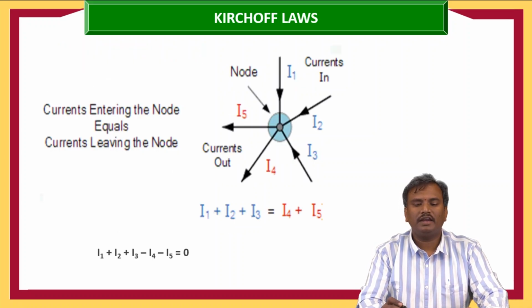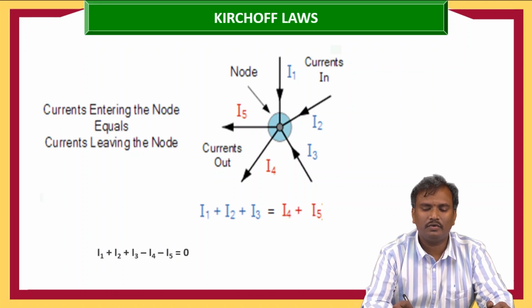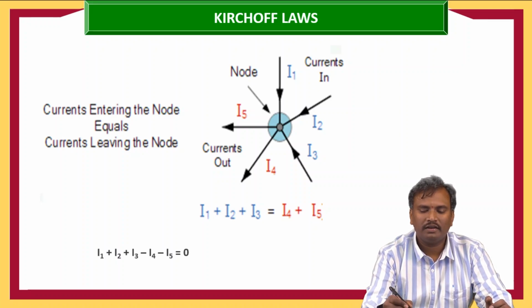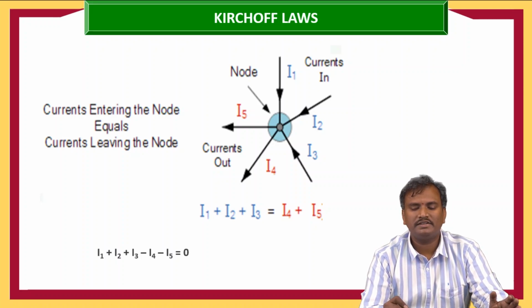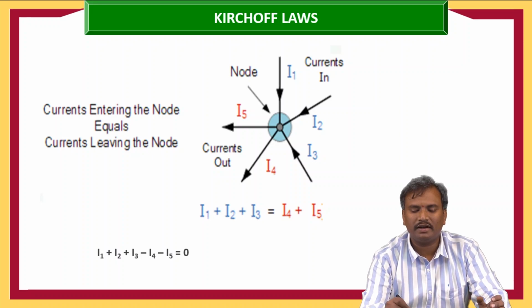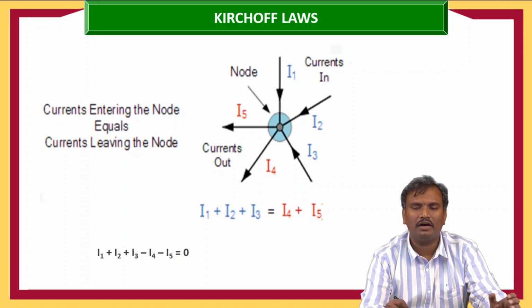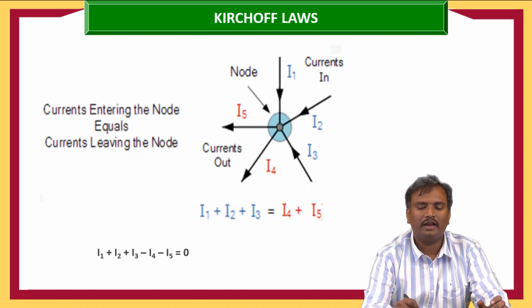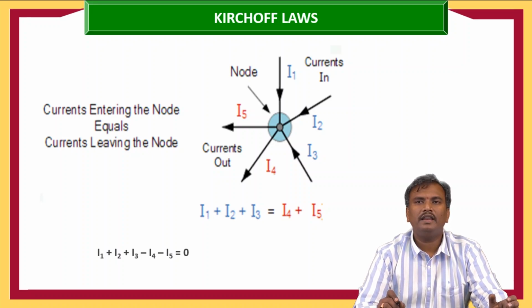And here you can see clearly this is the node which we are having. Here there are 5 currents. Some currents are entering and some currents are leaving. Here I1 current is entering towards the node, I2 current is also entering, I3 current is also entering. These 3 currents, I1, I2 and I3, are the entering currents, and I4 and I5 currents are the leaving currents.